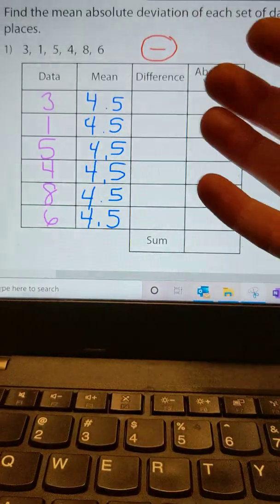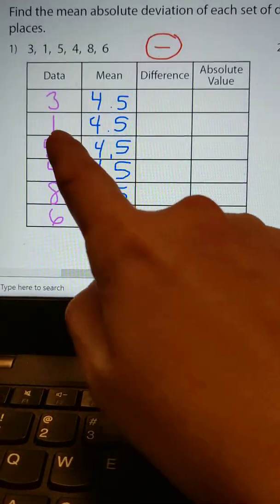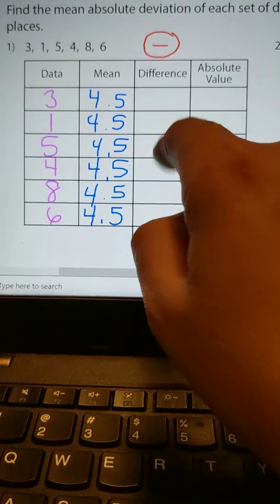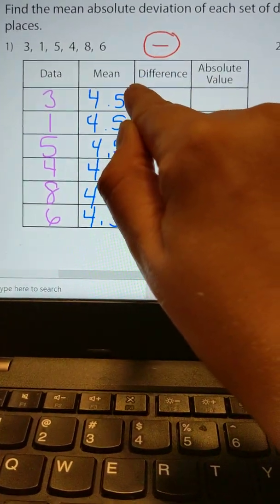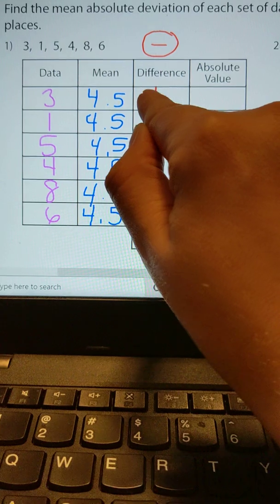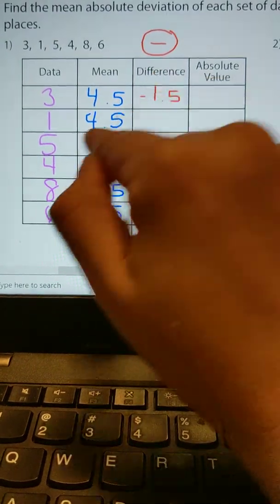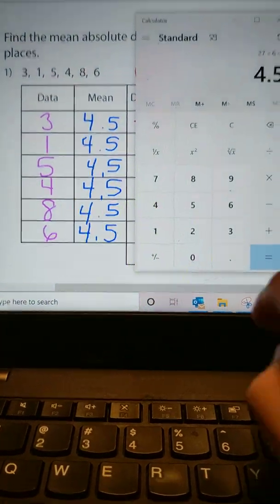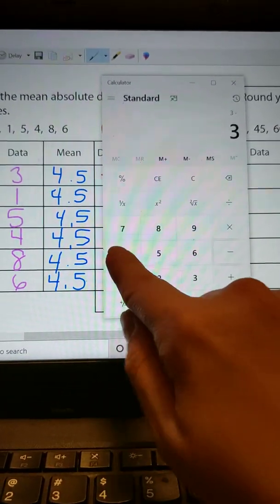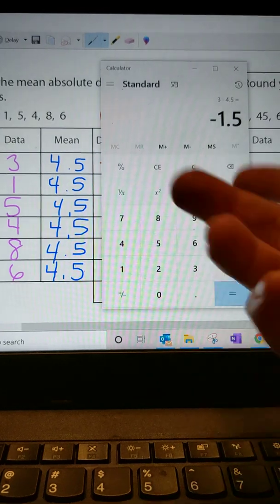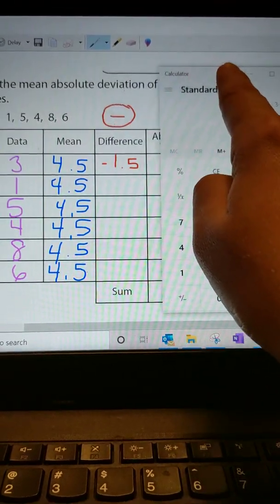You can use a calculator, or if you can do it in your head, like I can do 3 minus 4.5. That one I can do in my head. That one would be a negative 1.5. All I did was 3 minus 4.5. Again, you can check it with the calculator. 3 minus 4.5. Boom, negative 1.5.